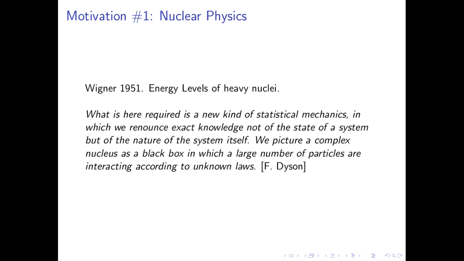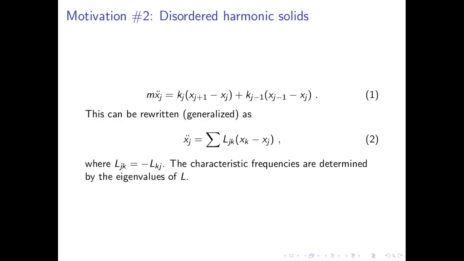And here is reported a very nice quote from Freeman Dyson, who was describing the sort of idea behind Eugene Wigner's approach. So this was the first application of a random matrix to physics, or in general beyond a pure abstract interest in mathematics. But they received a lot of attention in different fields.